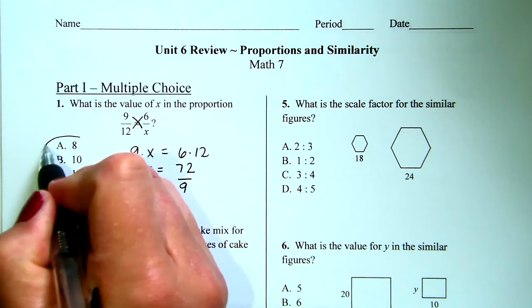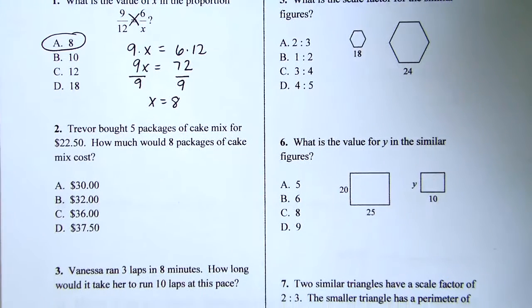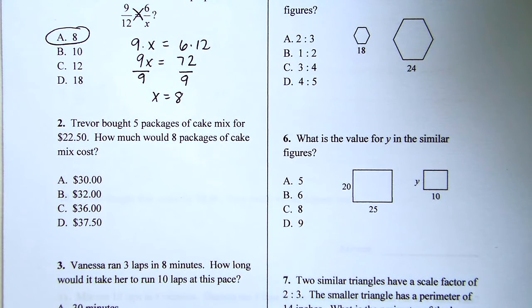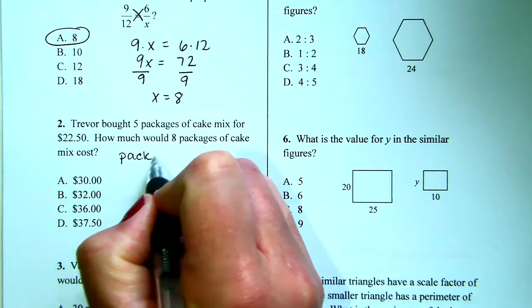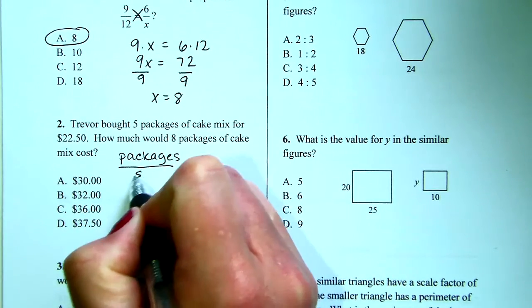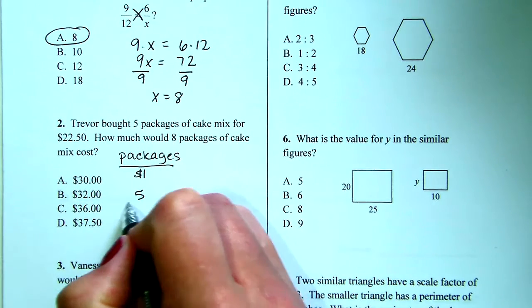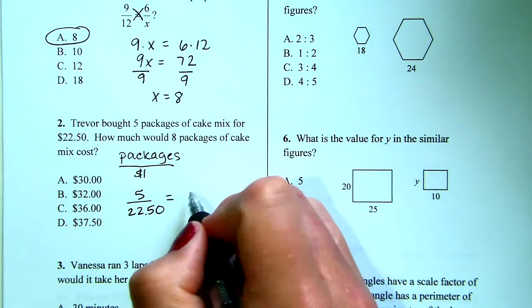Moving on to number 2. Trevor bought 5 packages of cake mix for $22.50. How much would 8 packages of cake mix cost? For this problem, we are going to need to create our own proportion, and it's going to be packages over dollars. So here, Trevor bought 5 packages for $22.50. We want to know how much 8 packages would cost. So our x is there.